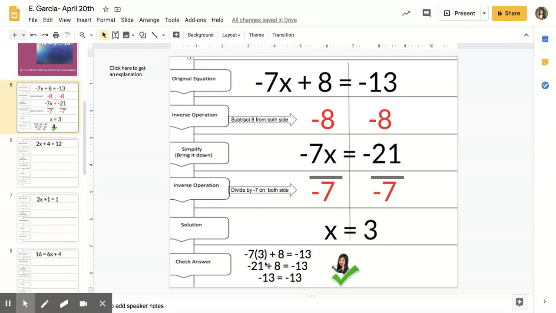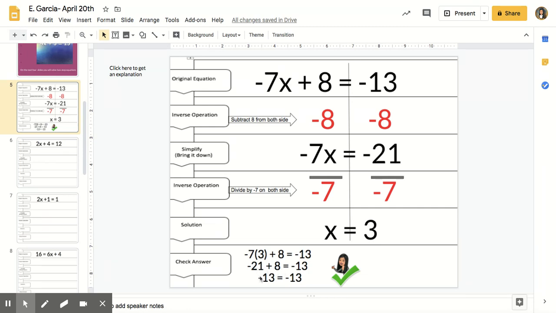And when you're checking your answer, you're taking your original equation and inserting your solution into the x. So notice how here I put a negative 7, parentheses, the positive 3 that we got as our solution. Plus 8 should equal a negative 13. So when we multiply a positive times a negative, we get a negative. So 7 times 3 is 21. So it's a negative 21 plus 8.